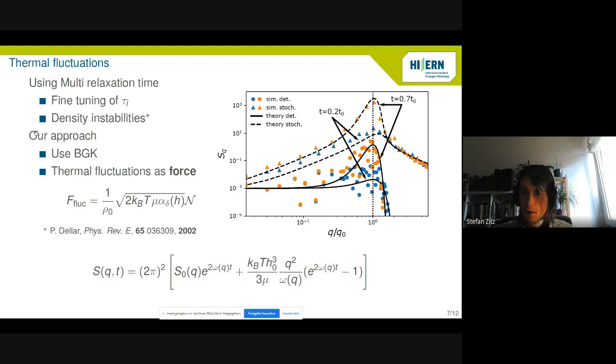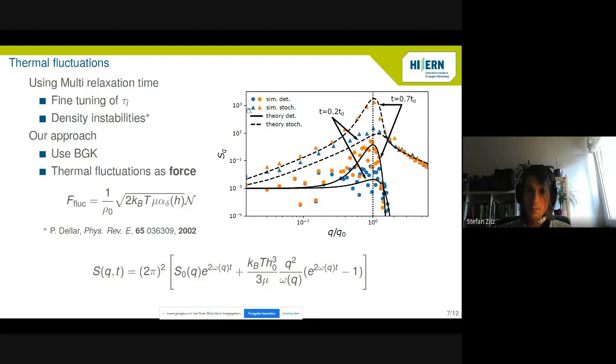Now, our idea was, okay, we believe in simplicity, so why not use the BGK? This is what we do, and add our thermal fluctuation as a force. This we can do because we have the stochastic thin film equation, and then we map our system to this thermal stochastic thin film equation by including a force in our Lattice Boltzmann. And this force looks pretty much like the term you saw for the thin film, because again, we have the friction term, some Gaussian white noise, and dependence on the thermal energy.